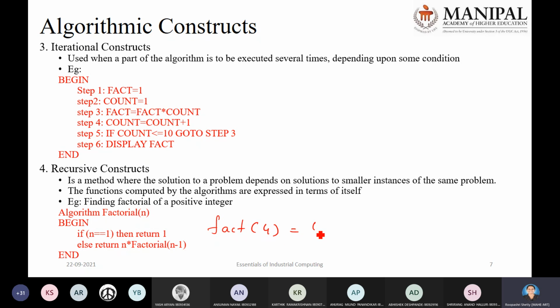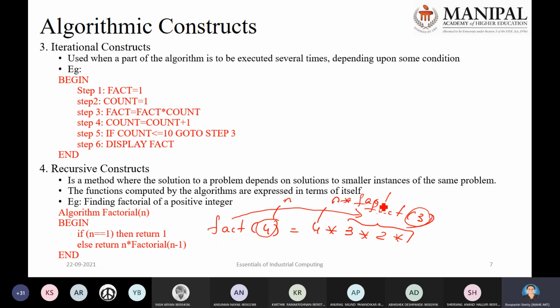Factorial of 4 is equal to 4 into 3 into 2 into 1. The part 3 into 2 into 1 is nothing but fact of 3, so it is 4 into fact of 3. You can see in this function I am making a call to the factorial function again, but here it is 4, here it is 3, that is, n minus 1. So in general, it is n into fact of n minus 1. That is how you should arrive at a general formula when you are writing factorial or any other recursive construct.